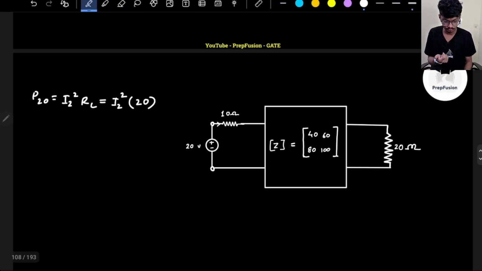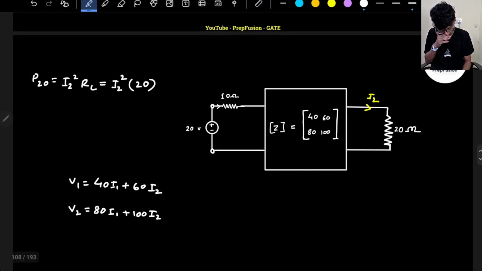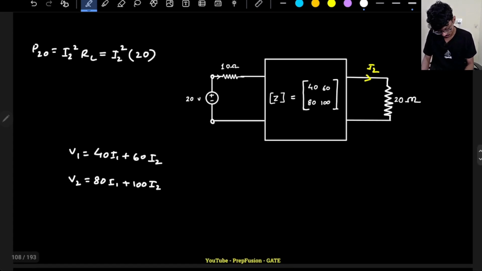So I have to find out I2 value. For that, I have to write down the Z parameters. So again I will write down the Z parameters. My V1 equals 40 I1 plus 60 I2, and my V2 equals 80 I1 plus 100 I2.